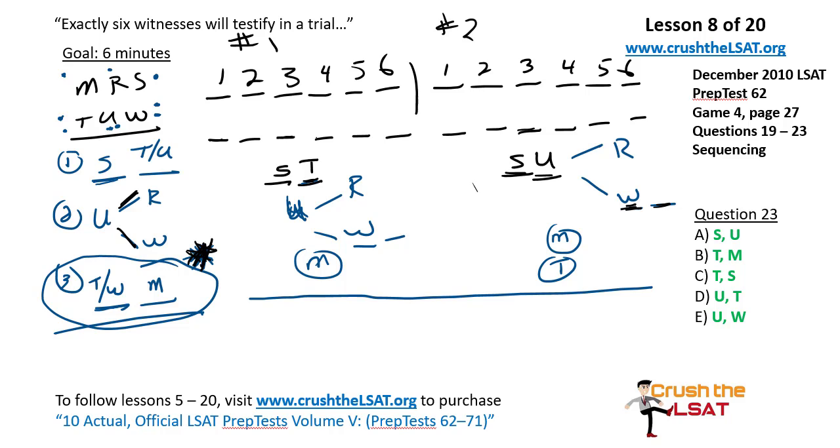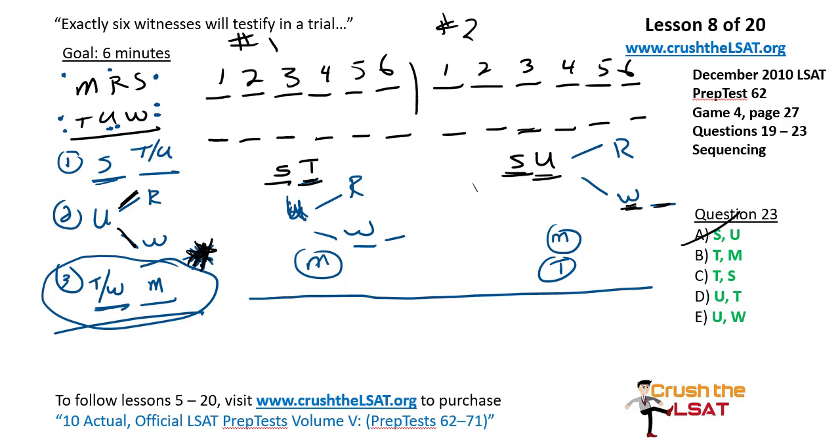Which of the following pairs cannot testify first and second? So again, we'll look through the choices one by one. Answer A, could you have S and U appear first and second? I mean, just in scenario 1, sure, you can absolutely have that. So that's out. A is out. Why don't you take a moment, pause, and go through the choices, and then we'll come back and take a look.